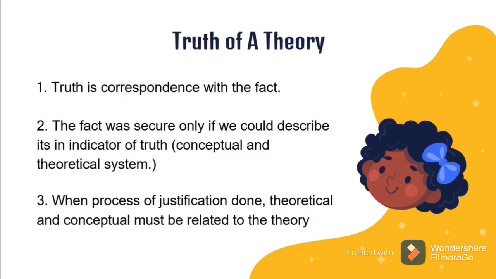So, from the theory, we know that truth corresponds with the facts, and the fact is secure only if we can describe it in an indicator of truth, meaning through the conceptual and theoretical system. So, when the process of justification is done, the theoretical and conceptual must be related to the theory, and it will be defined as the truth.